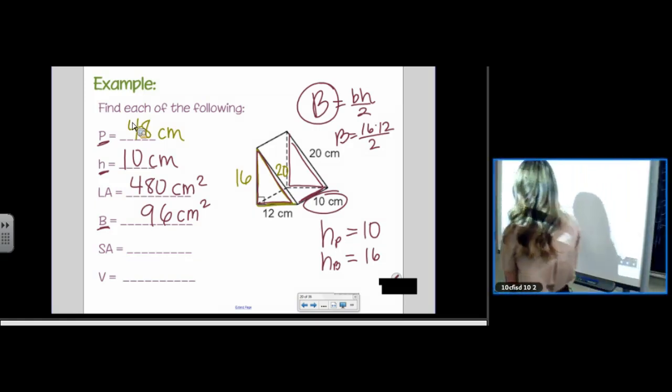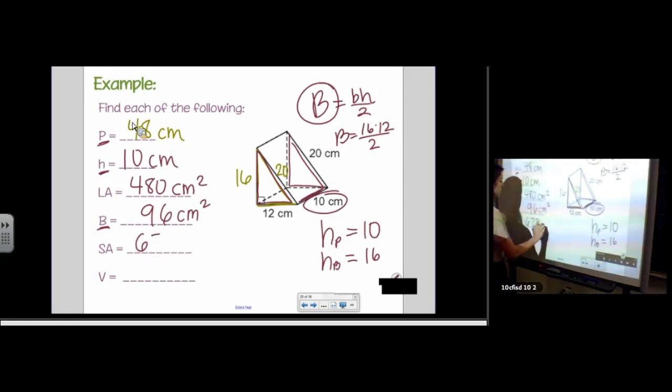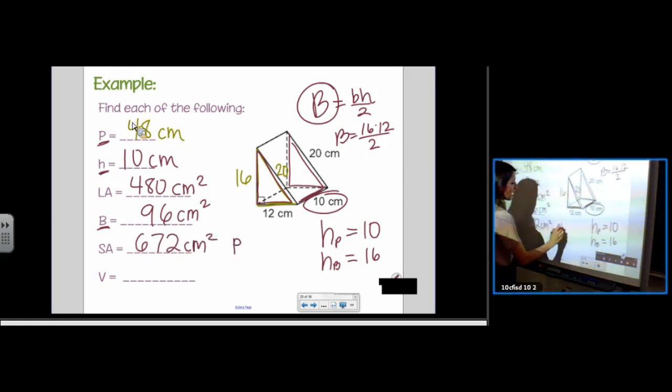The surface area is 672. The formula is pH plus 2B.